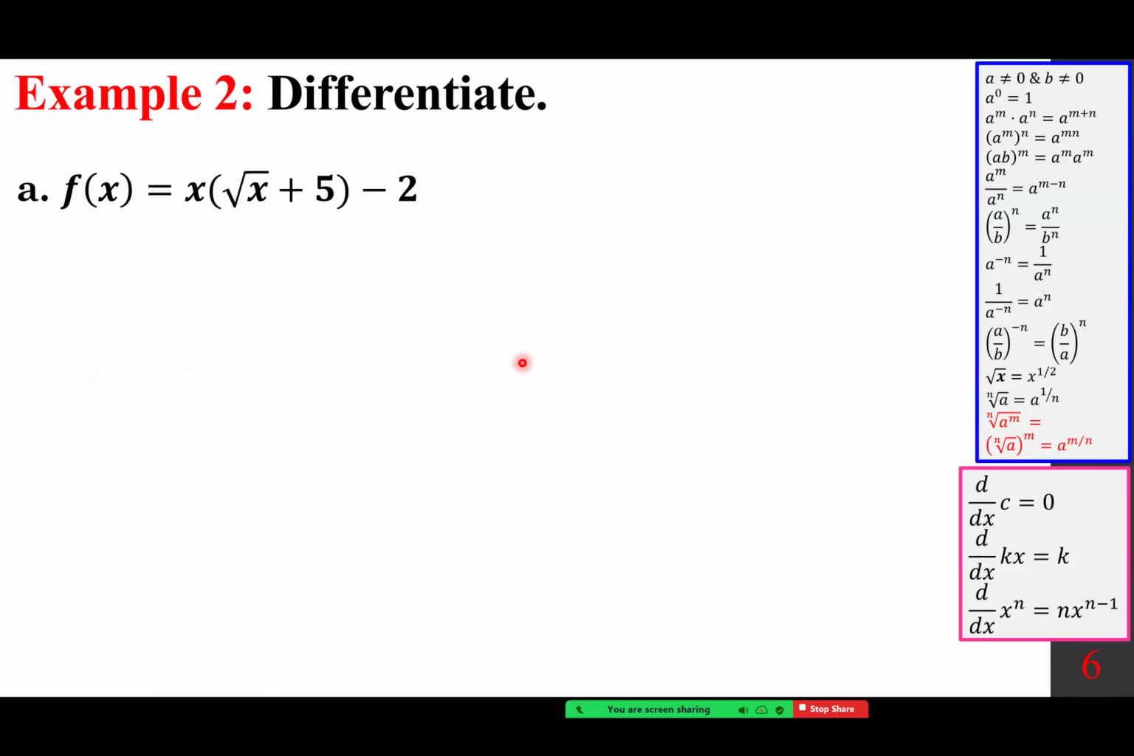All right, we're going to continue with the differentiation, and I am reminding you of the exponential rules, such as a to the power of 0 is 1, a to the power of m times a to the power of n is a to the power of m plus n, and so forth. I'm assuming we know those. So if it's square root of x, it's x to the power of 1/2. The reason we do that is so we can distribute and differentiate.